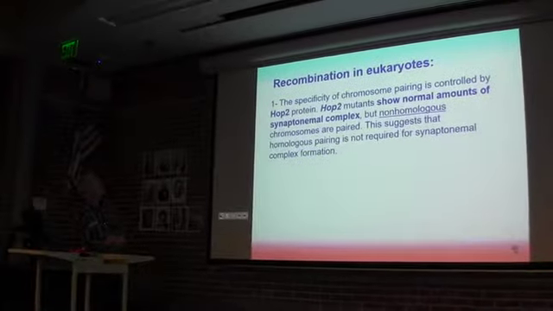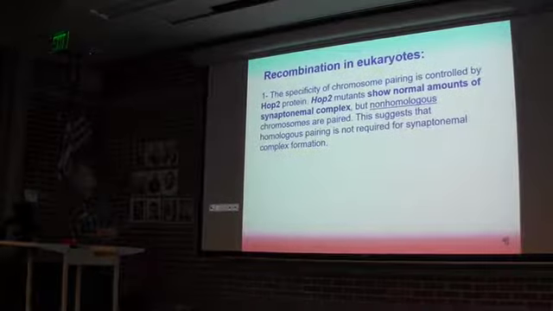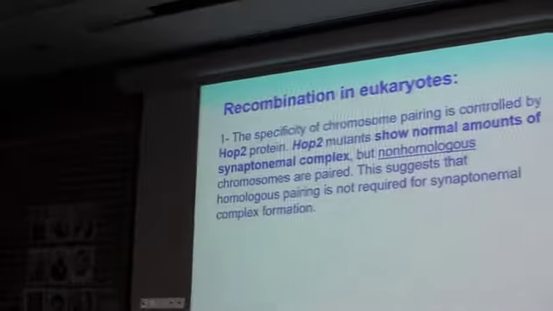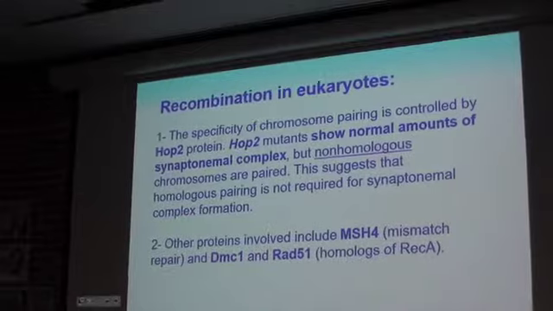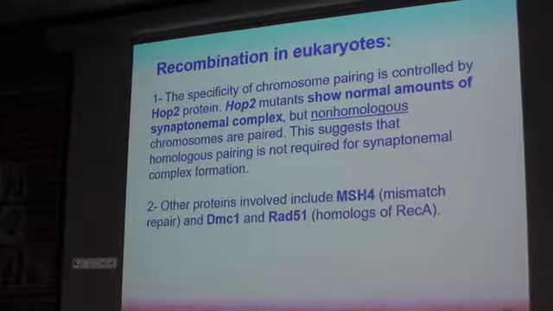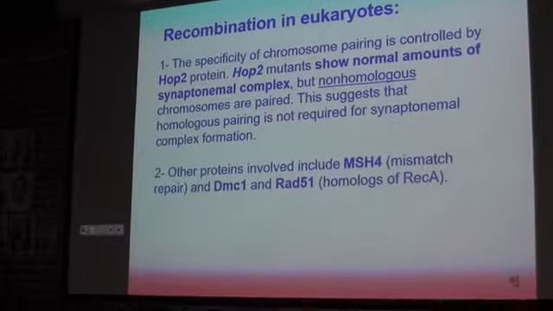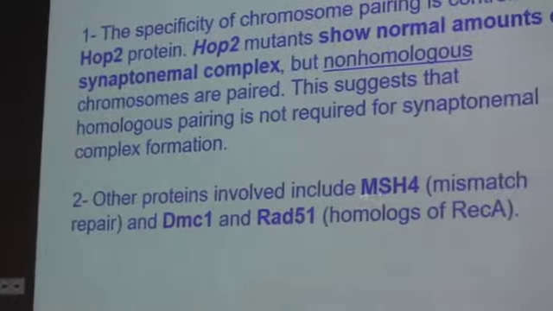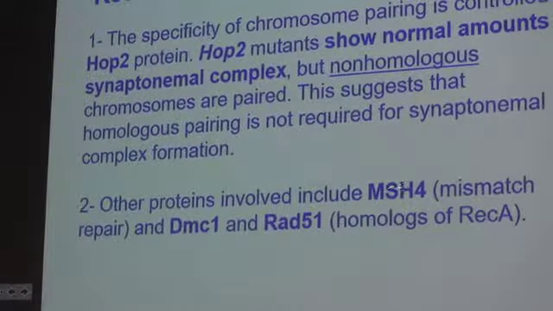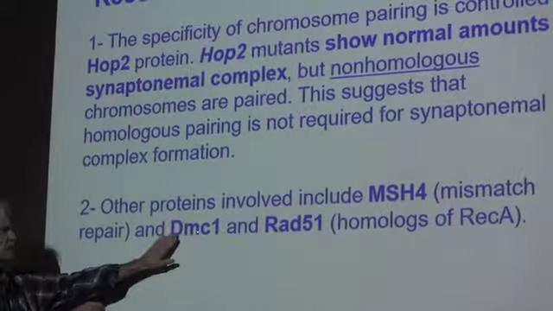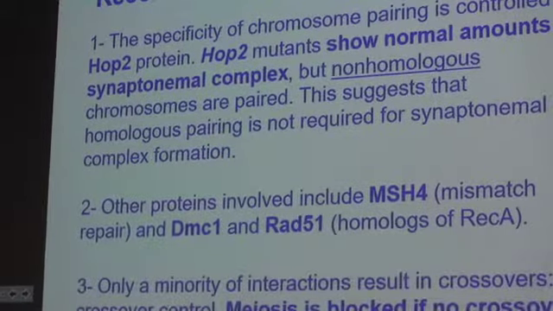Specificity of pairing is controlled by the HOP2 protein. They show normal amounts of synaptonemal complex. That's pretty much what I just said. Other proteins involved are MSH4, mismatch repair, and DMC1, RAD50. I don't know whether you're going to need to know that one for this exam, but these two are homologs of RecA, DMC1 and RAD50, certainly.